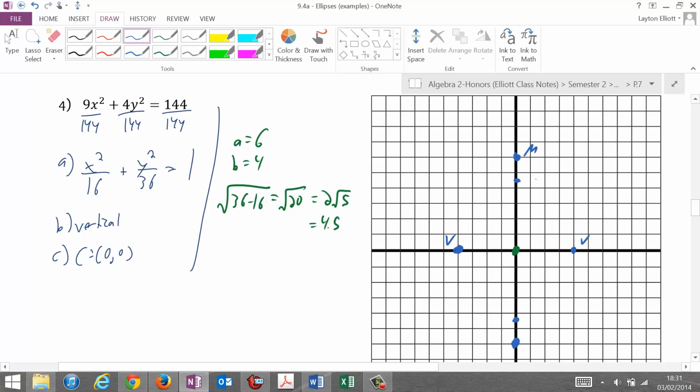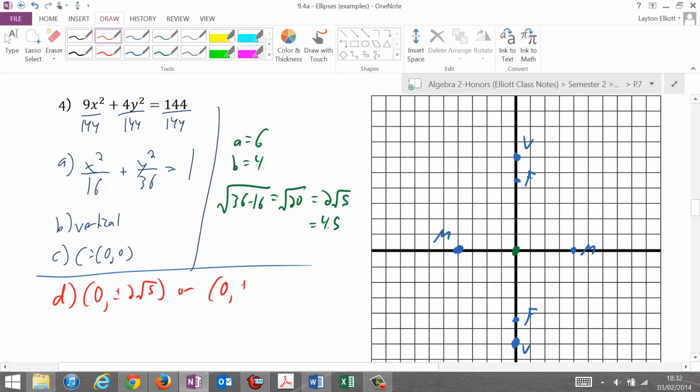V, V, M, oh, other way around. V, V, M, M, F, and F. Then we come back. My coordinates of the foci are 0 plus or minus 2 root 5, or 0 plus or minus 4.5.